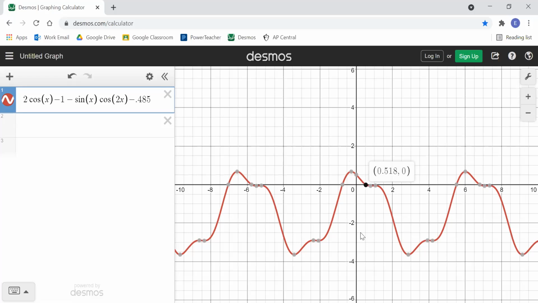Okay, gotcha. Is there any reason why we would need to switch our calculator to polar mode? No, there shouldn't be. I mean, you could do this in polar, but there's no real reason to, because you just want to know when does 2 cosine of theta minus 1 plus sine theta cosine 2 theta equal 0.485. It doesn't matter what variables you use, you should be able to just put it in terms of x and y and just graph it.